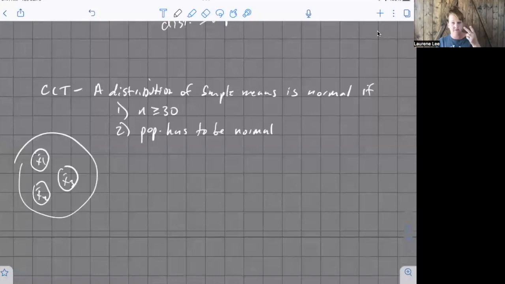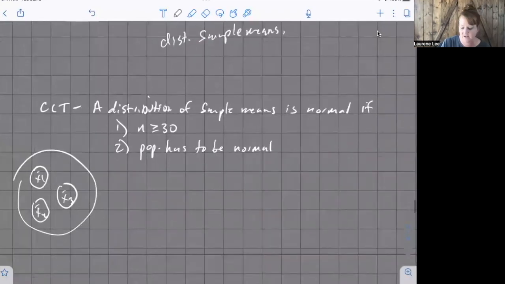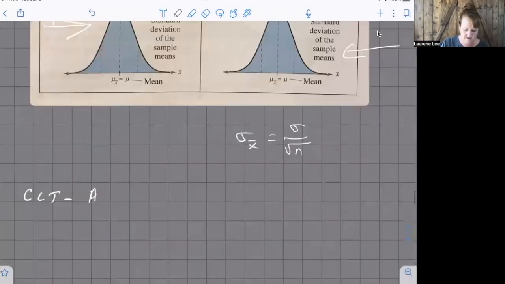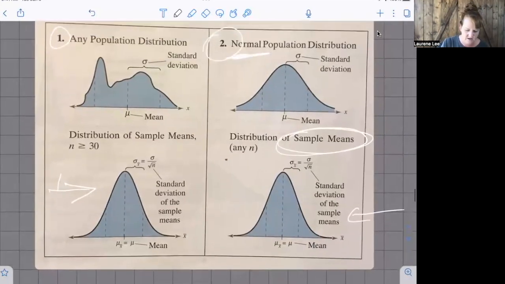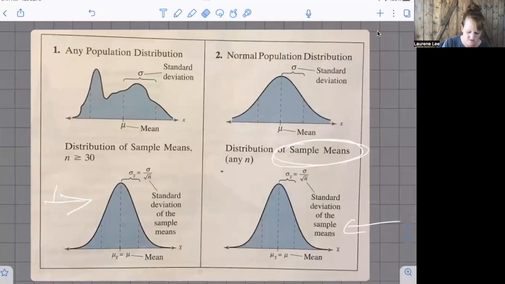And if one of those two things happens, then you can take these sample means and use that distribution to approximate your probabilities. Okay, so let's look at a picture of these two scenarios, so that you've got that in your brain. So here we go. Scenario one.